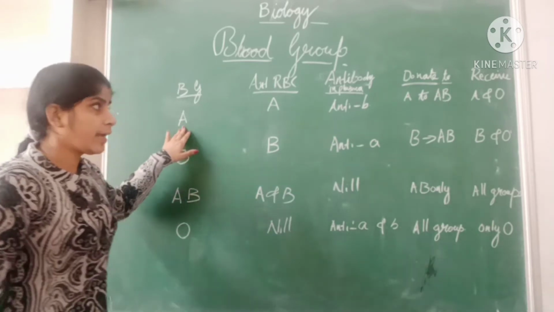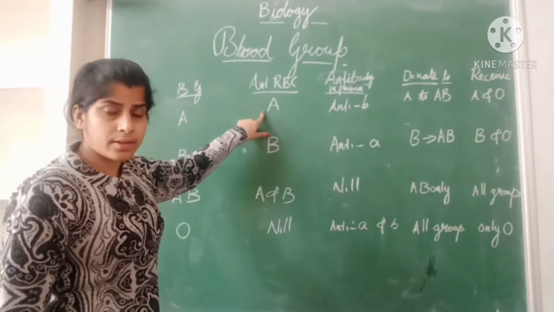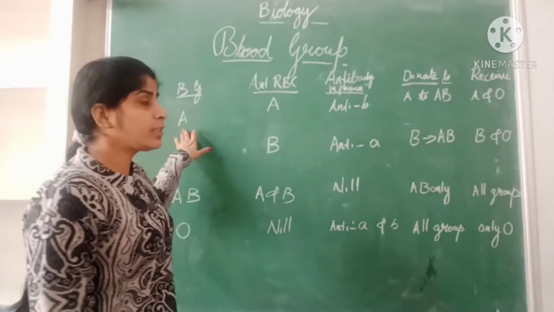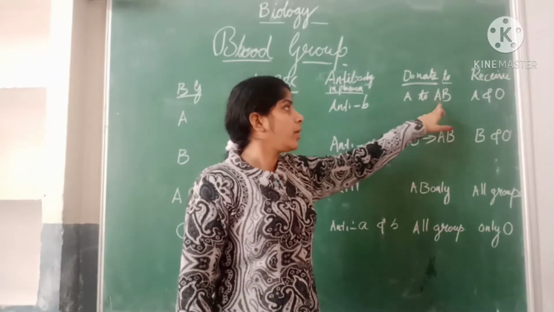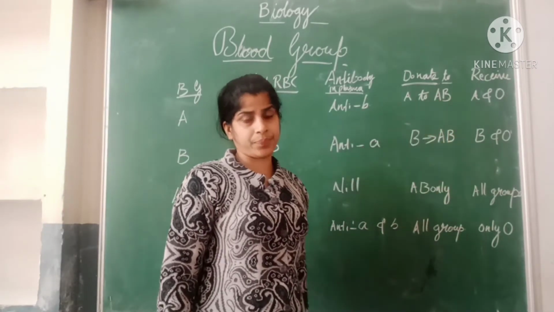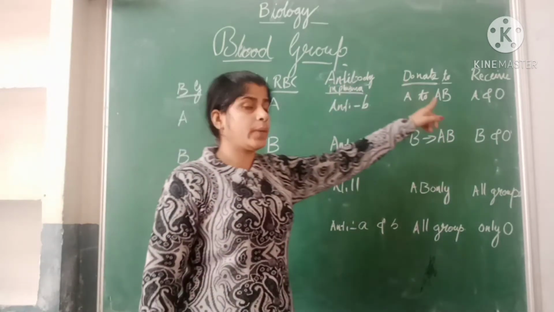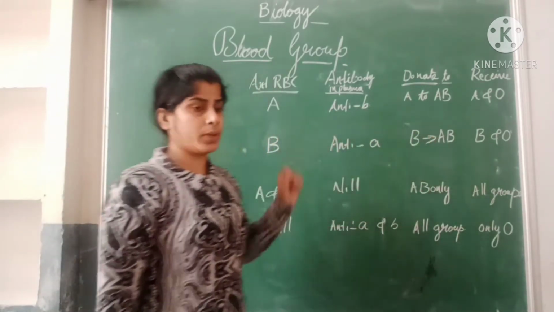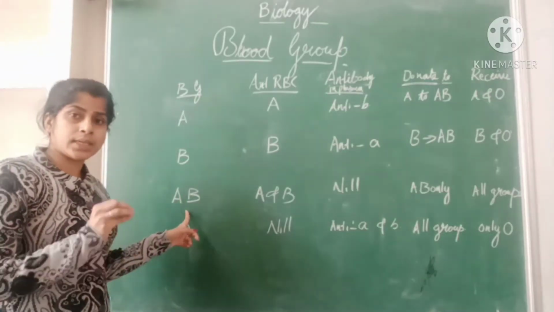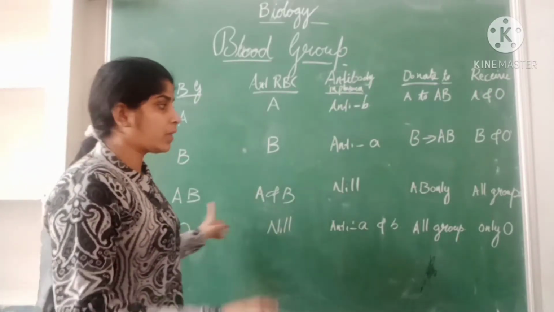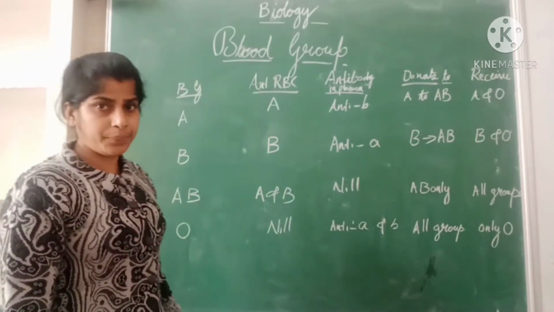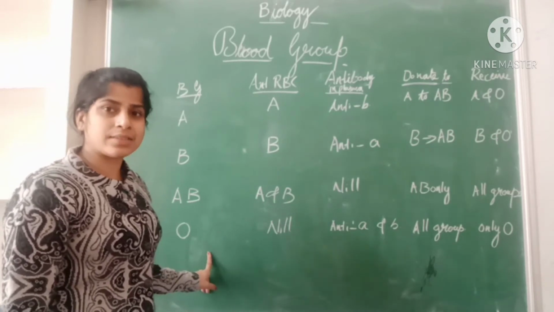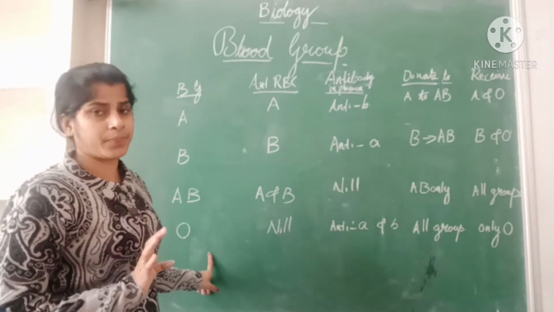So once again, the A group has antigen A and antibody B, and this blood group can donate to the AB group. The B group can also donate to AB group persons, and AB group persons can donate blood only to the AB group. The O group can donate to all groups, but it can receive only the O group.